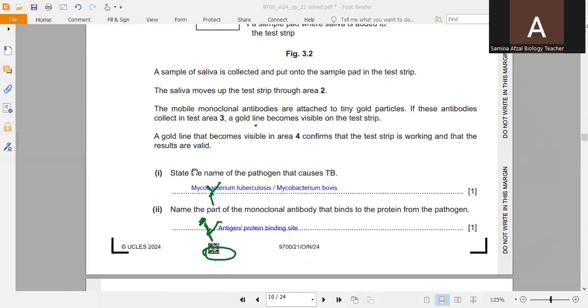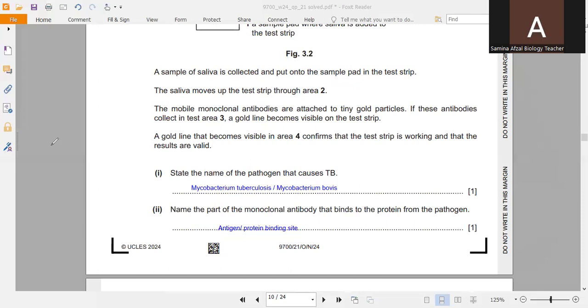Now, a sample of saliva is collected during this investigation. First of all, the sample of saliva is collected and put onto the sample pad on the test strip. The saliva moves up the test strip through area 2. It will be kept at 1 and then it will move through area 2.